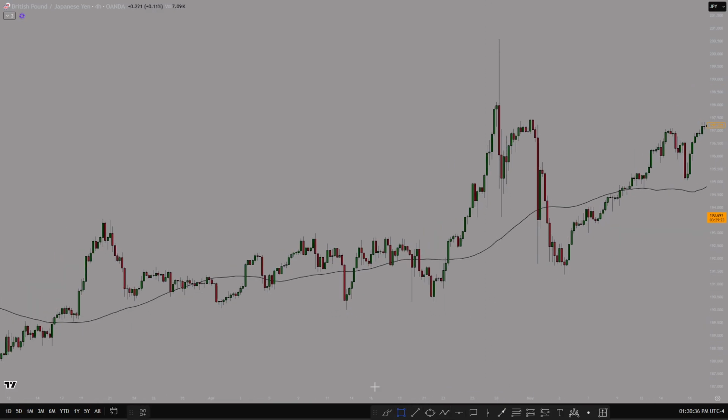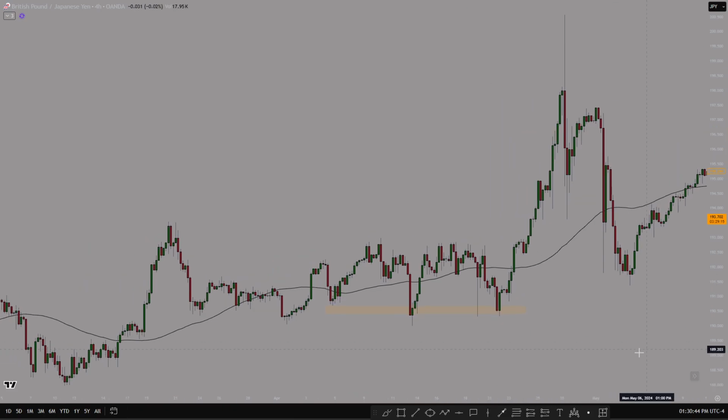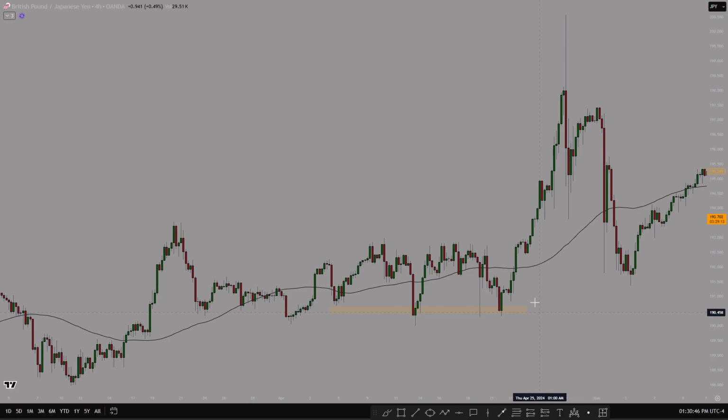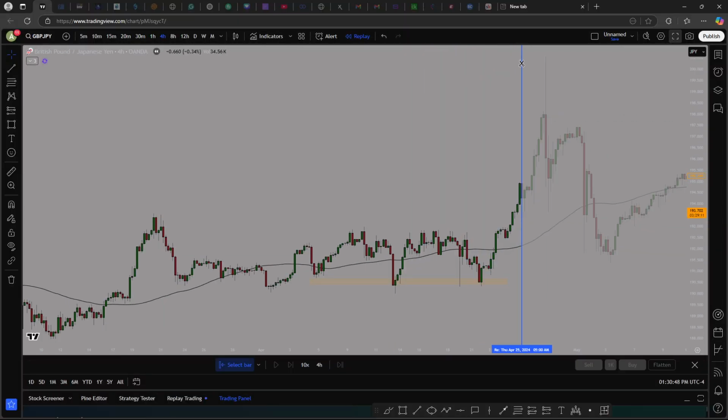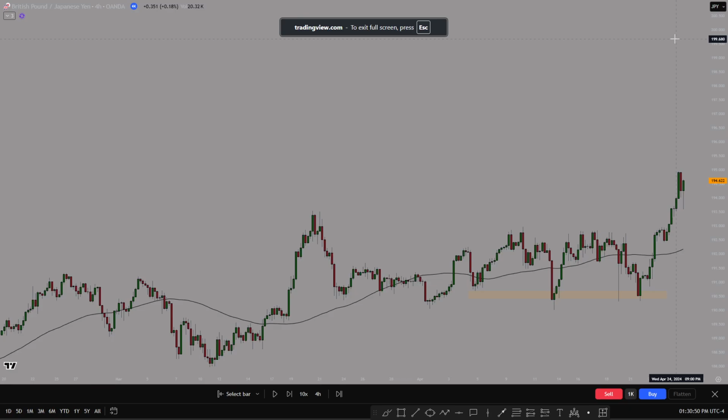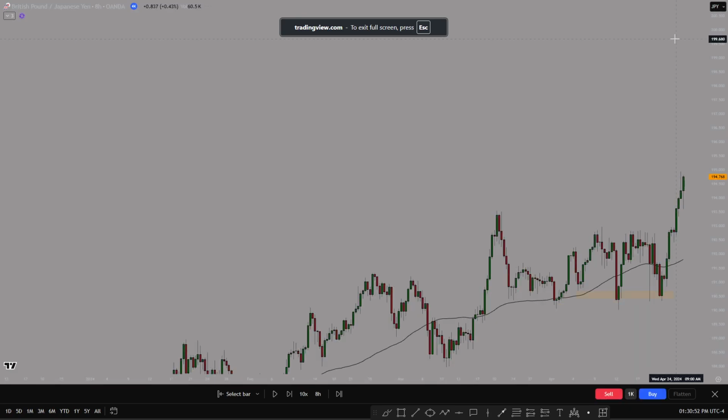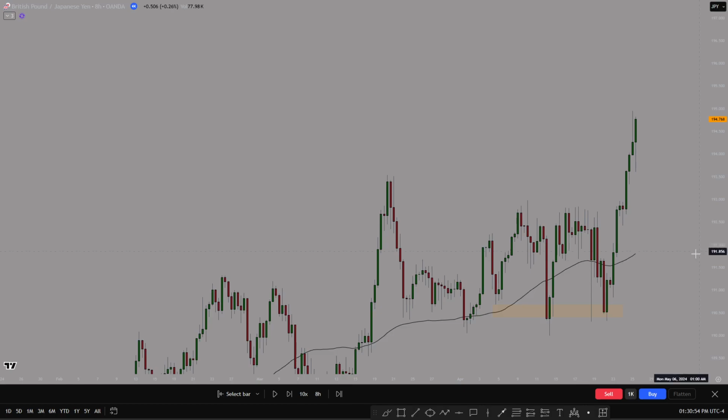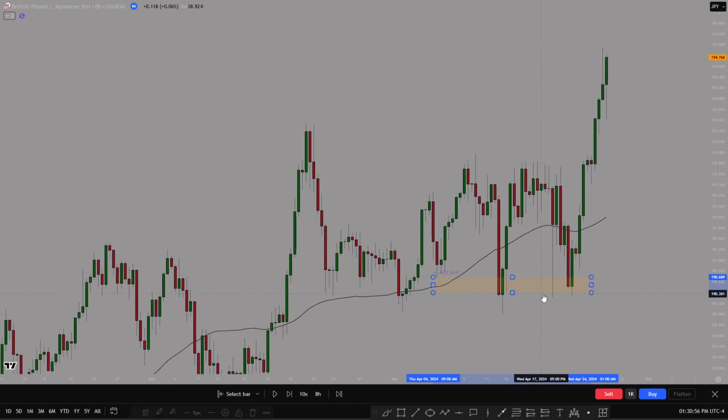Last one. I'm gonna draw it with a rectangle tool. Boom. Bring it all the way across. All right, watch this. Nice little area of support. And then if I was to use the replay tool, let's say bring it all the way back to here. Go to a higher time frame, let's say 8 hour. Look at this. See how valid this looks? Boom. Nice little level of support. You can see that every time the market got here, it held.